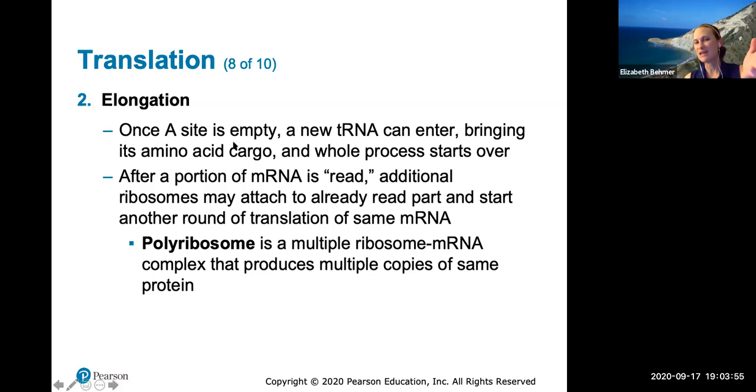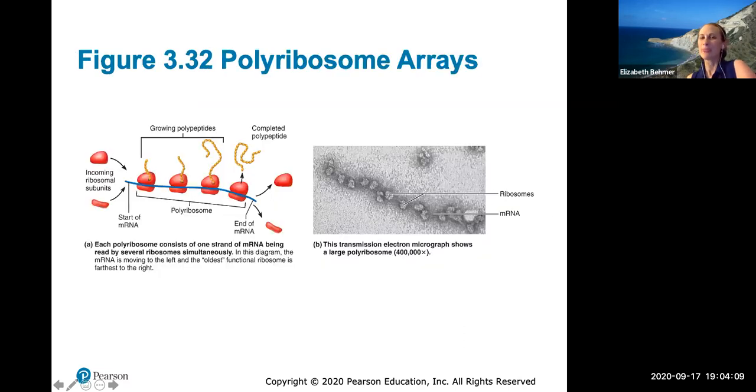Once the A site is empty, a new transfer RNA will enter, bringing in its amino acid carrier. So each kind of codon will be read on the messenger RNA, and the transfer RNA will bring a specific amino acid down. There's some great videos, and the animations that you watch will be helpful for this. There's also some great videos on YouTube that are really kind of beautiful and show this whole process.